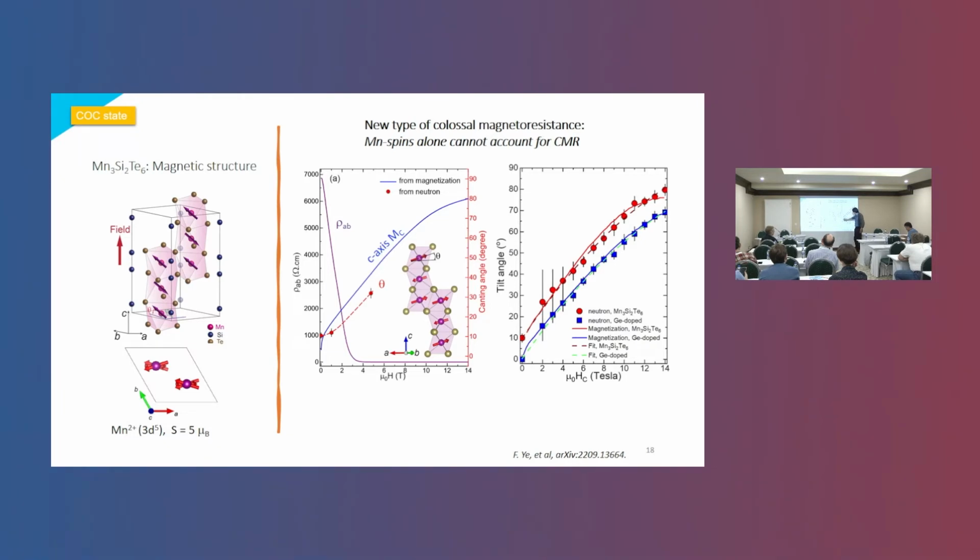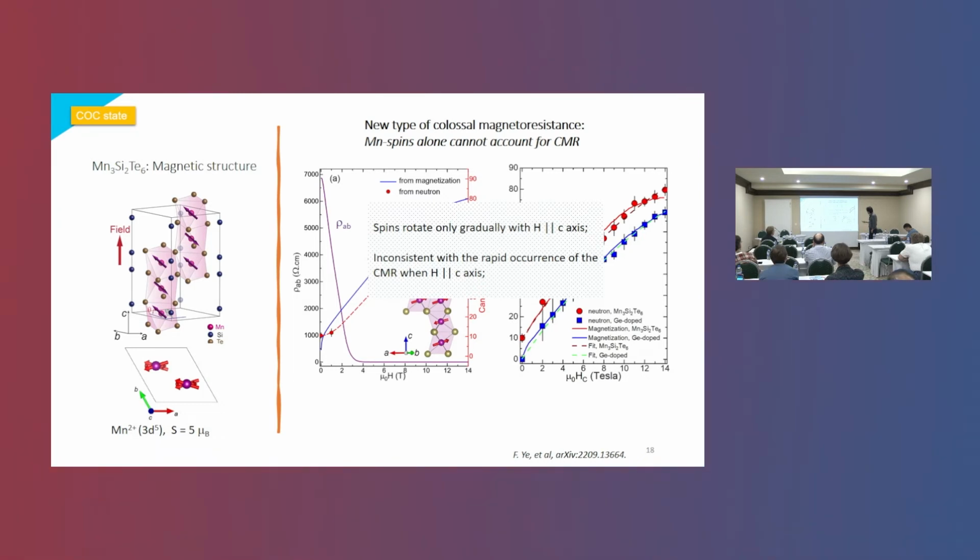Whereas this neutron data indicates that the spin rotation along the magnetic field is very slow. So this is another reminder that there is something else going on in the system. This is more detailed: the spin is not only canted within the AB plane, but also tilts along the C axis. Unfortunately, this projection is not very clear, but you see the idea here. This is what I want to emphasize: the spin rotates only gradually with the magnetic field along the C axis. This is inconsistent with the rapid occurrence of the CMR when the magnetic field is applied along the C axis. So that's our motivation for the next study.